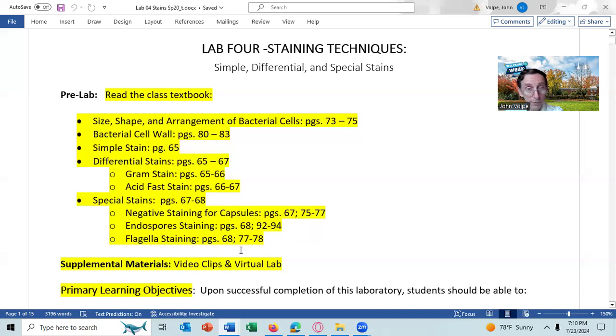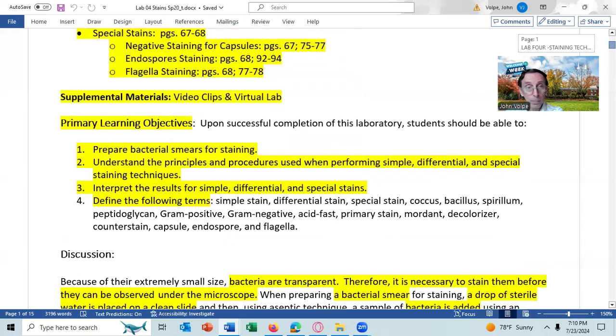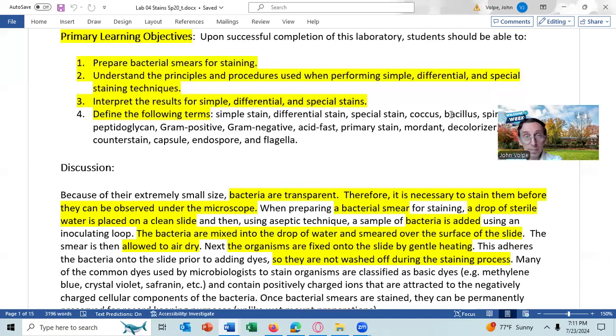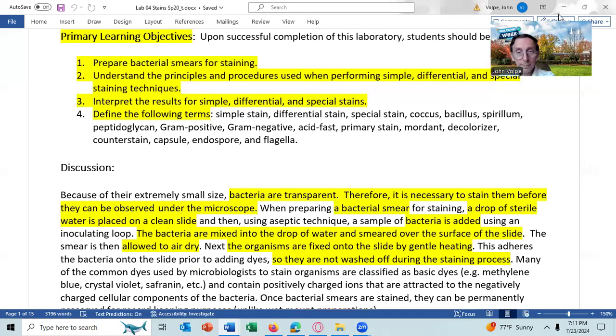In today's lab, there will be some video clips and a virtual lab. Your learning objectives for today: 1, be able to prepare a bacterial smear for staining, and please understand what the bacterial smear is. It is what you have to do before you do the staining. It is its own steps separate from the staining. And then 2, understand the principles and procedures used when performing the simple stain, the differential stain, and the special staining techniques.